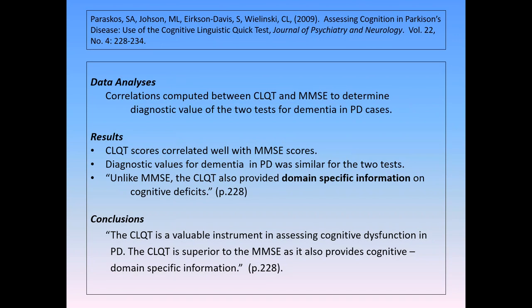But I've quoted them as saying, unlike the MMSE, the CLQT also provided domain-specific information on cognitive deficits, whereas you just get this overall score from the MMSE that doesn't really tell you a whole lot except that there are problems present. And they conclude that the CLQT is a valuable instrument in assessing cognitive dysfunction in Parkinson's disease, and that it's superior to the mini-mental as it also provides cognitive domain-specific information.